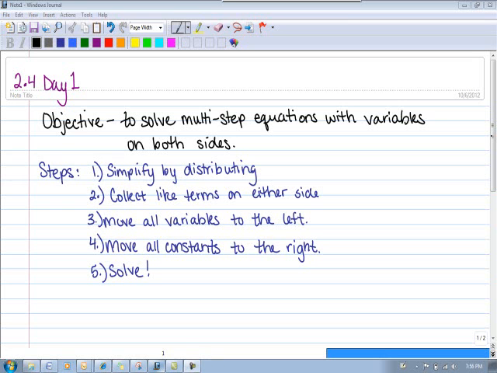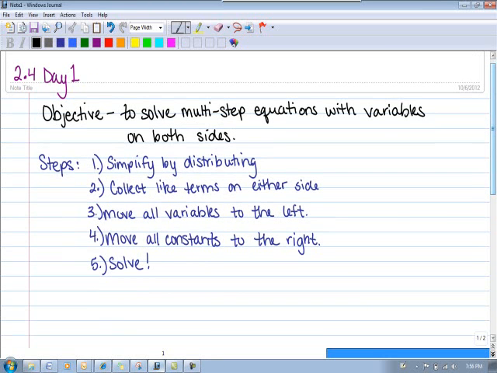Today's lesson comes from section 2.4, day 1. Our objective is to solve multi-step equations with variables on both sides. So there's some steps that you're going to want to follow in order to make sure that you're doing this process correctly. The first thing that you're going to do always is simplify by distributing.